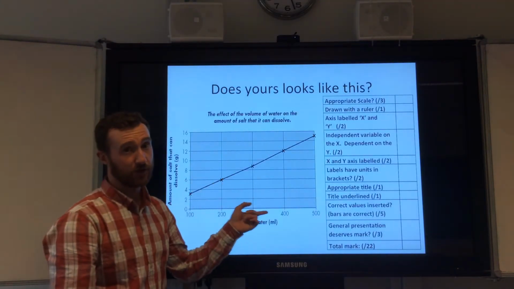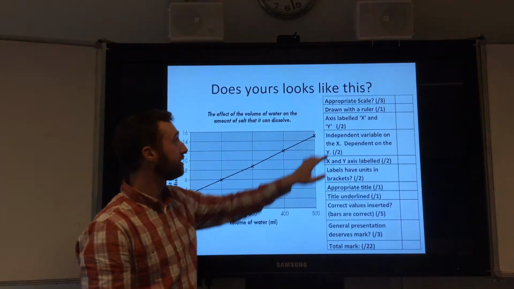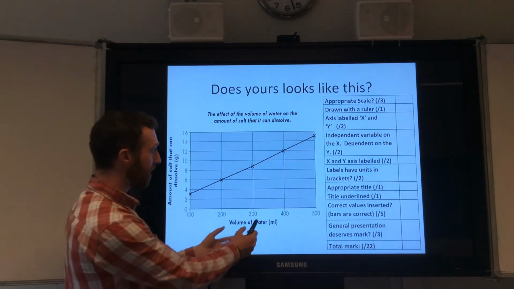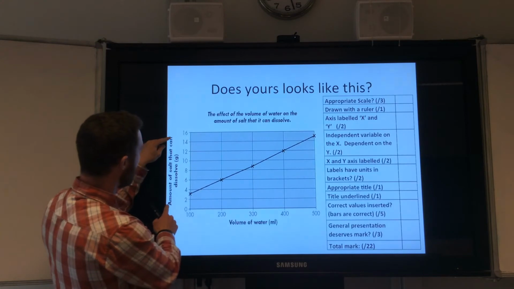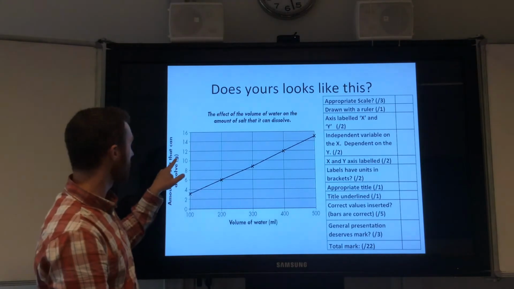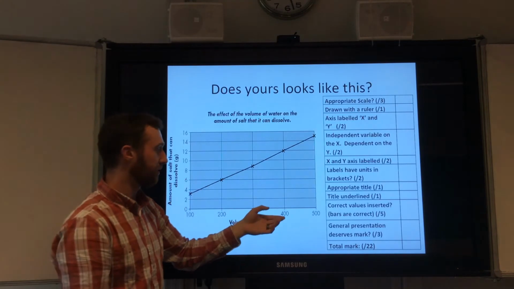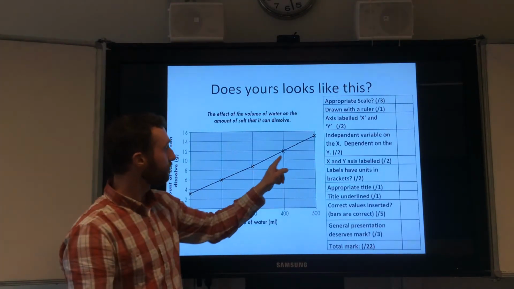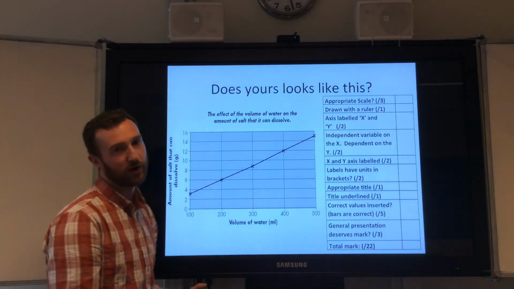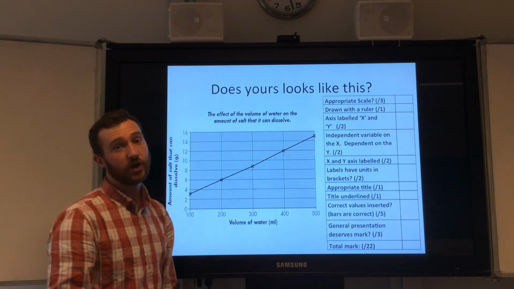This is your checklist when you've done your graph. Make sure it's an appropriate scale. It should fill the sheet. Drawn with a ruler. The x-axis labeled x and y: independent variable here, dependent variable here, with your labels. Do they have units? They should have units in brackets after them. Do they have a title? You can underline the title, it doesn't really matter. Correct values put in. I will check the values when I check your graphs to make sure you put them in the right place. General presentation: if you put in a graph, I want to make sure that it's pretty. It looks good. That is what you want to use. Use this video when you're going over it.